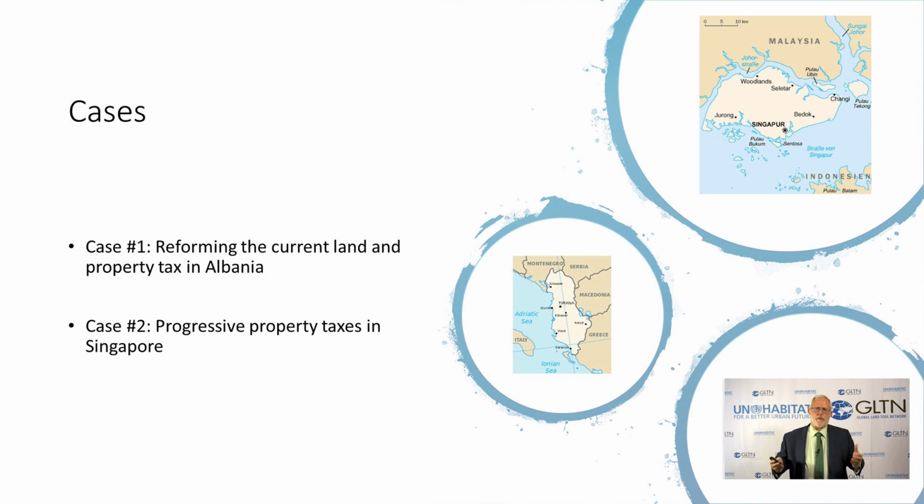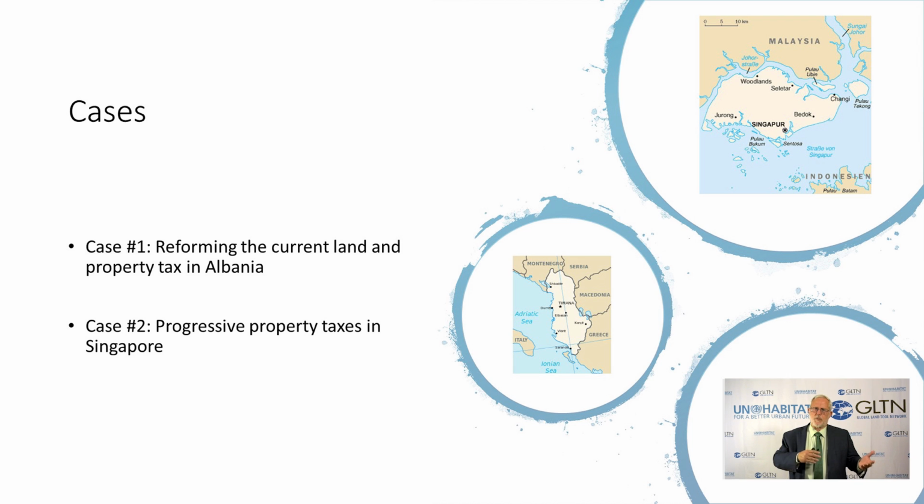So let's talk about cases so that you can see how some of these principles play out. The first case is the reforming the current land and property tax in Albania. Albania had a tax on land outside the urban area, no tax on land inside the urban area. They had a tax on buildings in the urban area, but it was seriously outdated. And so in this case, you'll see the efforts that they went through to understand the nature of the problem and to consider alternatives for changing their policies on how to think about land and property tax.